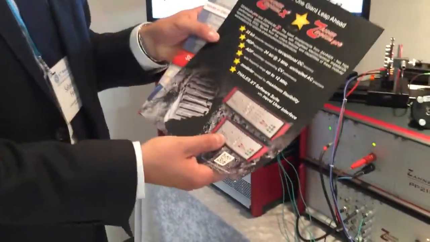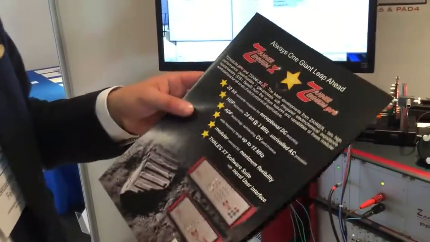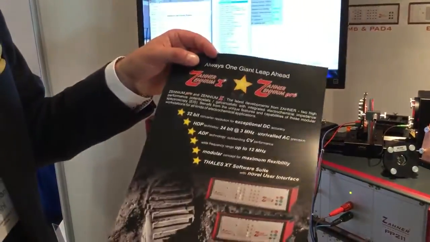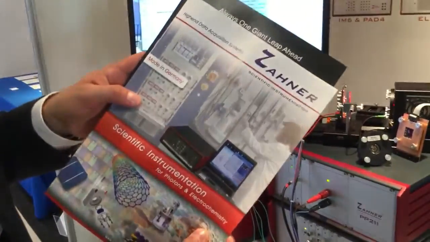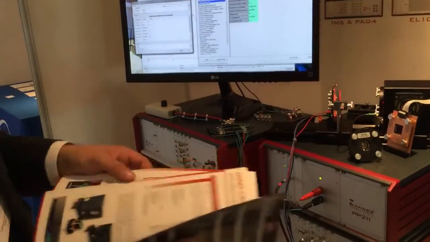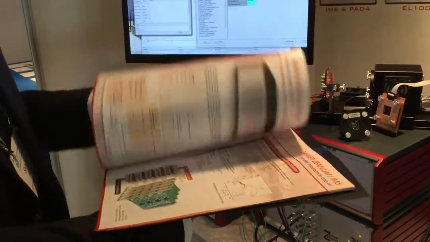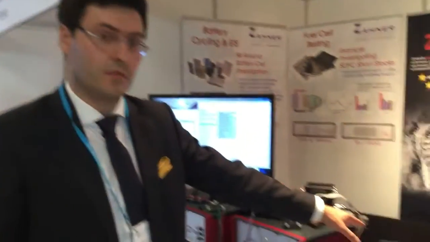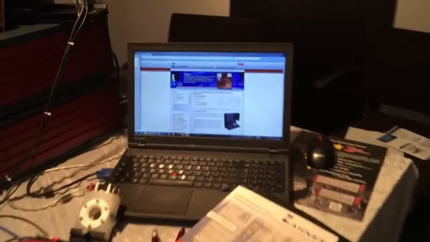The flyer and also one of our brochures were added to the conference bag, and here you'll find all the information regarding the ZAHNER-zennium X and the ZAHNER-zennium Pro. They are introduced by this flyer here, and you find all the specs on the backside of this flyer. So have a look at this, and if you want further information, simply have a look into our brochure, which was also included in the conference bag, and you'll find any kind of information about the rest of the portfolio from ZAHNER-elektrik. But if this is not enough for you, then you can also go to our website, shown here.